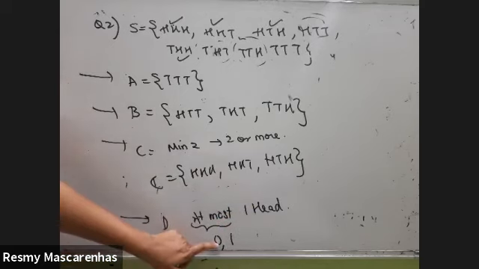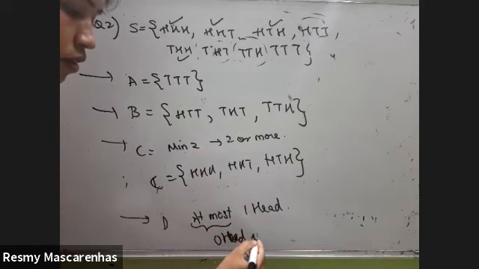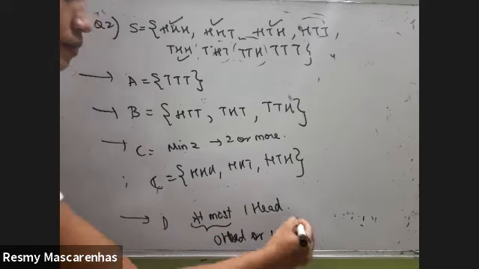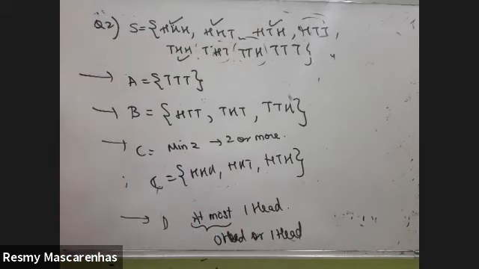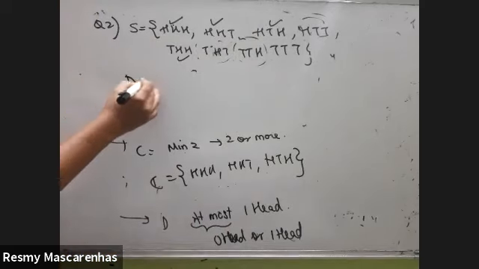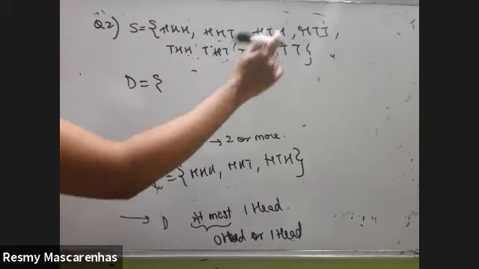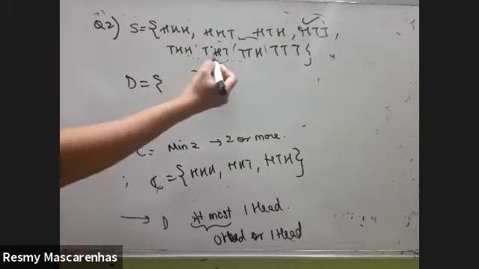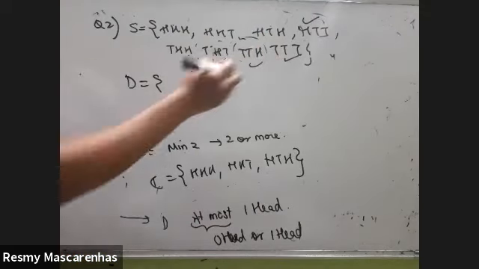So 0 head or 1 head. So check whether there are 0 heads or 1 head. Those combinations. So your D answer will be 1 head, 1 head and 0 heads.